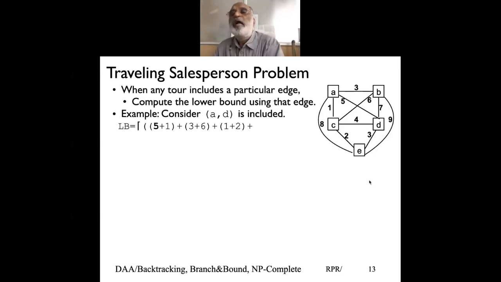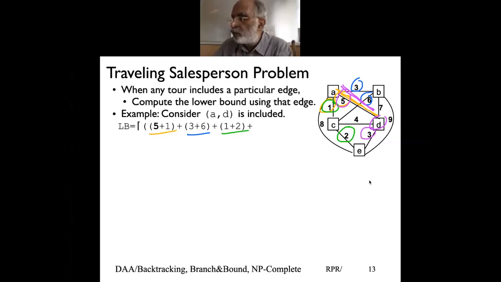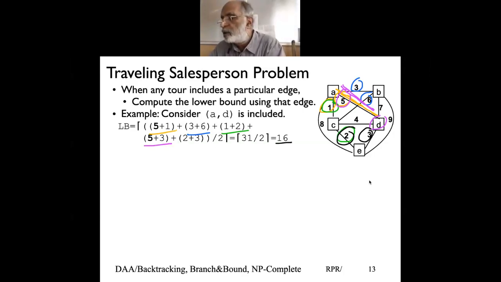Now let's consider how to update my lower bound, assuming we include this as AD. Let this edge be included for whatever reason. If this edge is included, my lowest cost for A would be 5, which has to be taken, and next minimum is 1, so it would be 5 plus 1. For B, it is still 3 plus 6. For node C, it is 1 and 2. But for node D, this edge is included, so we cannot avoid it. So look at this as 5, and next minimum is 3, so it would be 5 plus 3. And for E, we have 2 plus 3, so my lower bound has become 16. And same way we can keep updating.